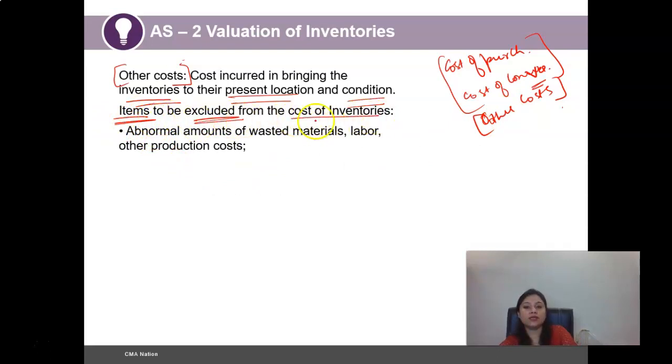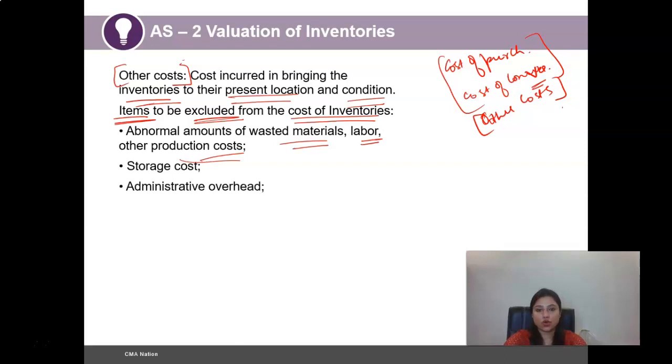And now coming to a different topic altogether: what are the items that are excluded when we are valuing the cost of inventories of a particular business? All the abnormal amounts of wasted materials, labor or any other production cost should not be a part of the inventories. Further, no storage cost should be included in the cost of inventories. Administration overheads should not be a part of the cost of inventories. Along with that, selling and distribution costs should also be excluded.